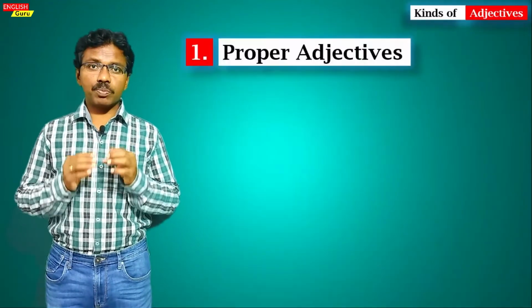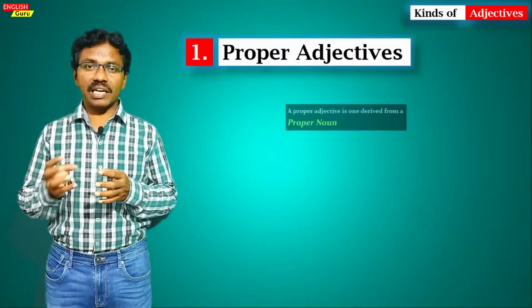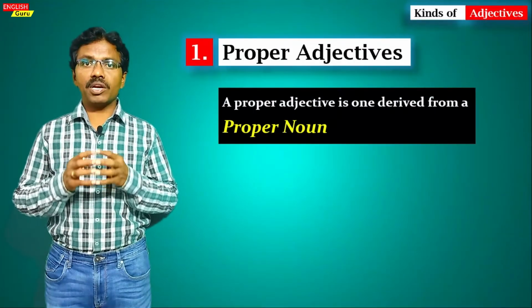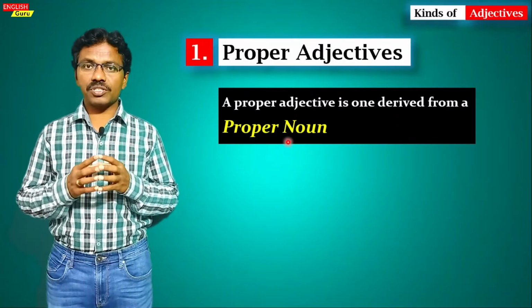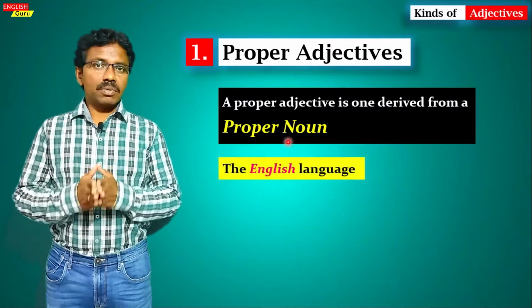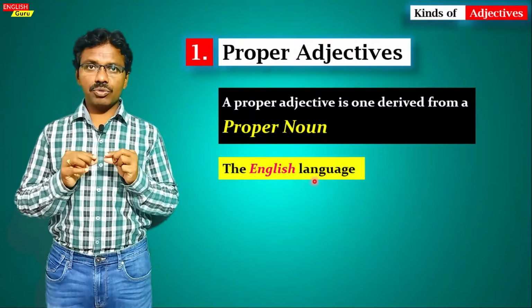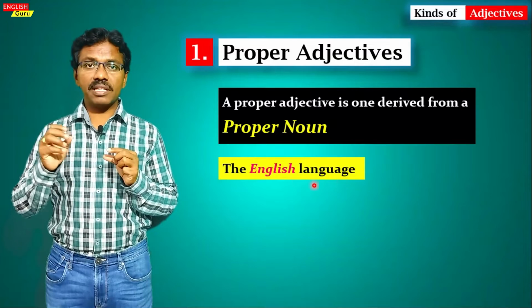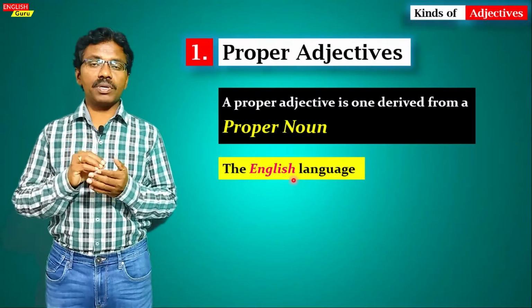The first one is proper adjectives. Proper adjectives are formed or derived, taken from proper nouns. And proper nouns we have discussed in the parts of speech already. You can watch the video. Link is given in the description. For example, the English language. English is a proper noun, but here it is used as an adjective to qualify the language, the noun. So that's the reason it is called proper adjective.